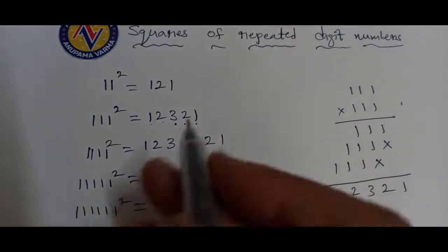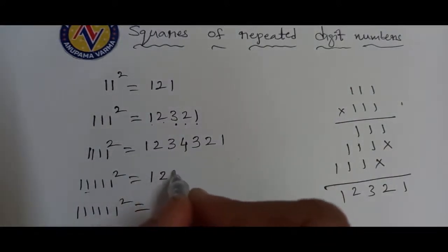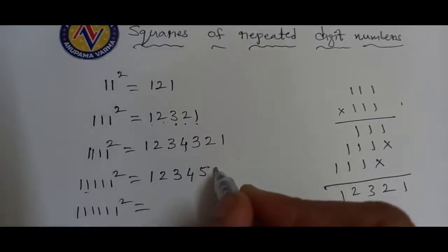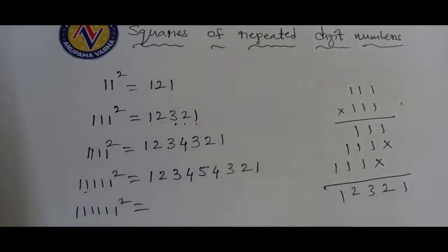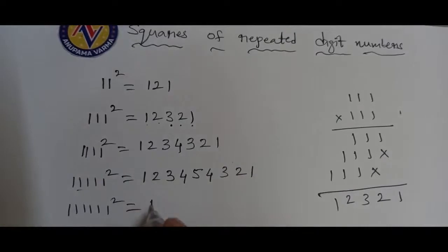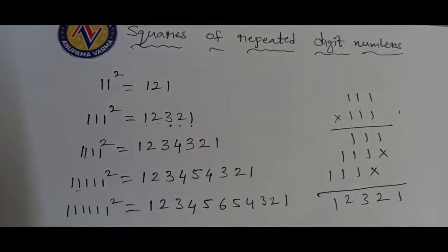Let's write 5 1 squares. So 5 ones are there. Write 1, 2, 3, 4, 5. Next reverse the order. 4, 3, 2, 1. Next 6 1 square. 1, 2, 3, 4, 5, 6. 5, 4, 3, 2, 1. You can write n number of 1 squares like this.